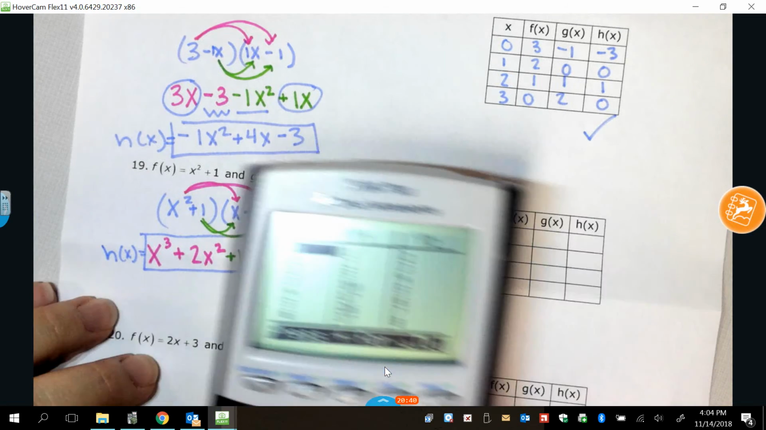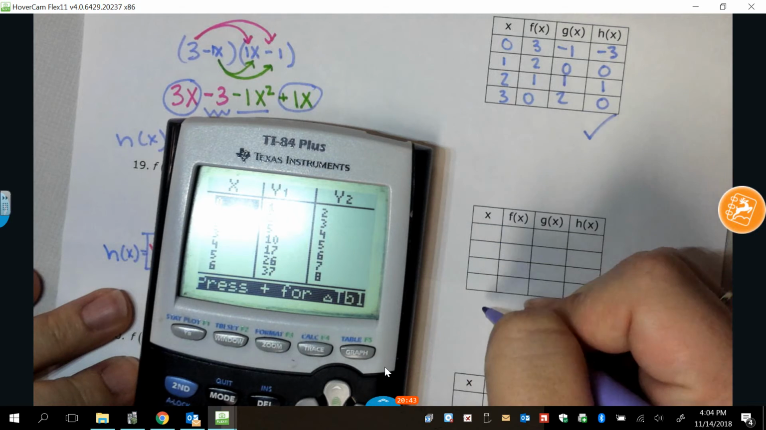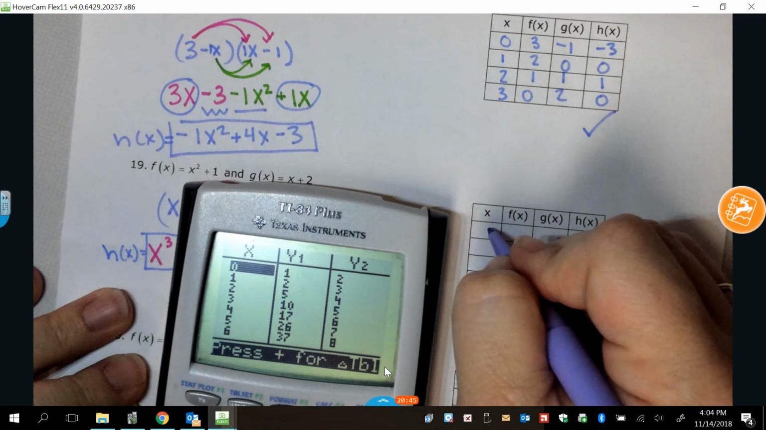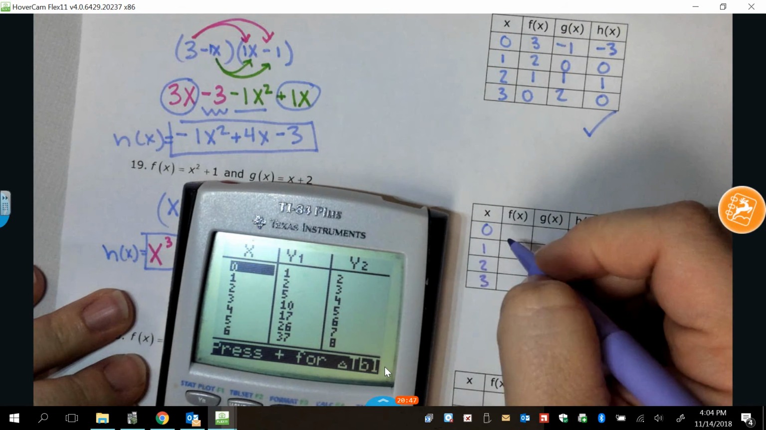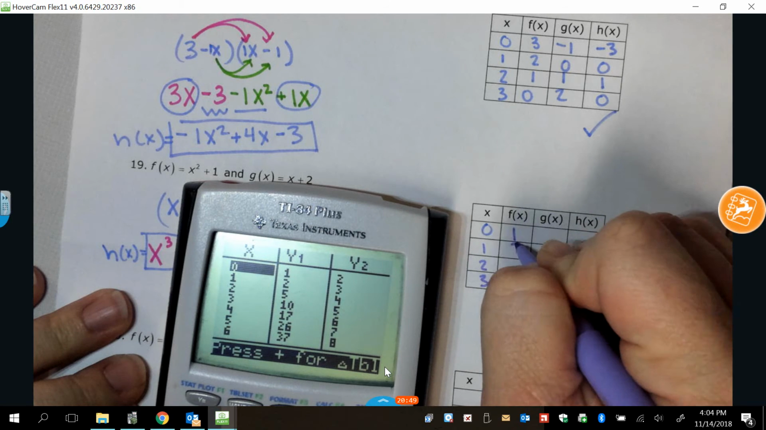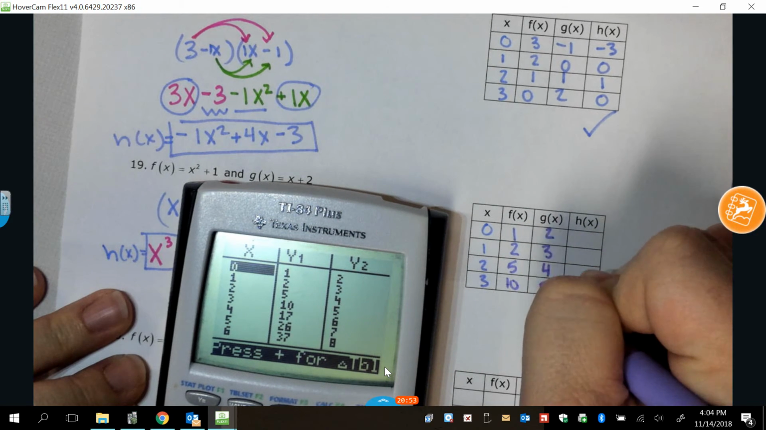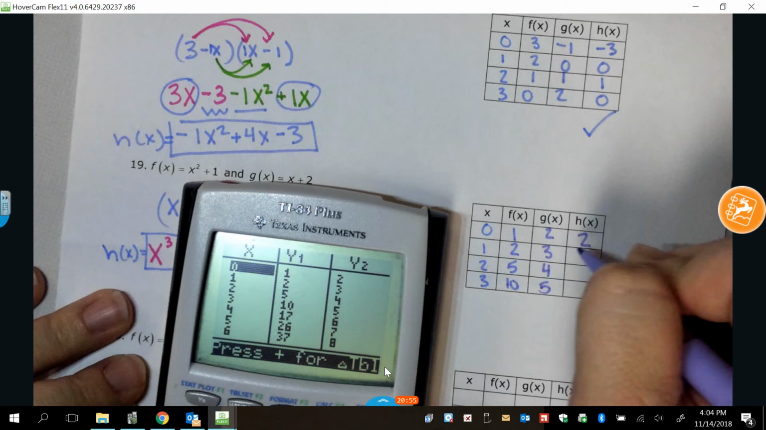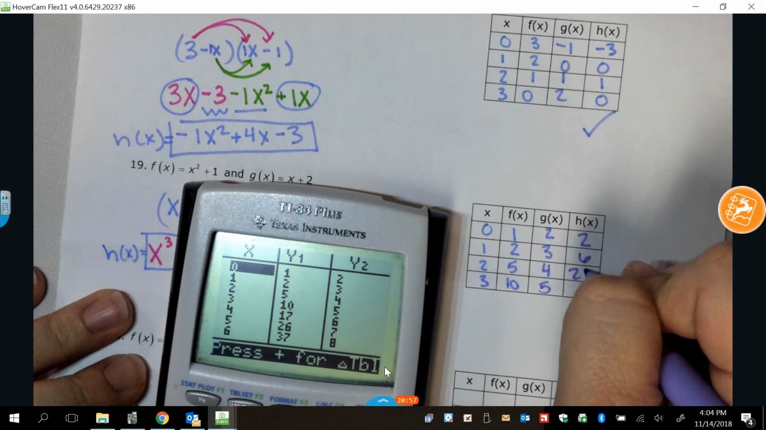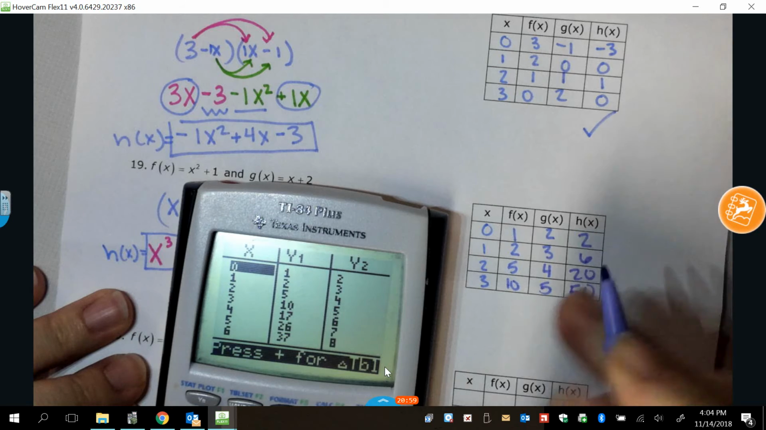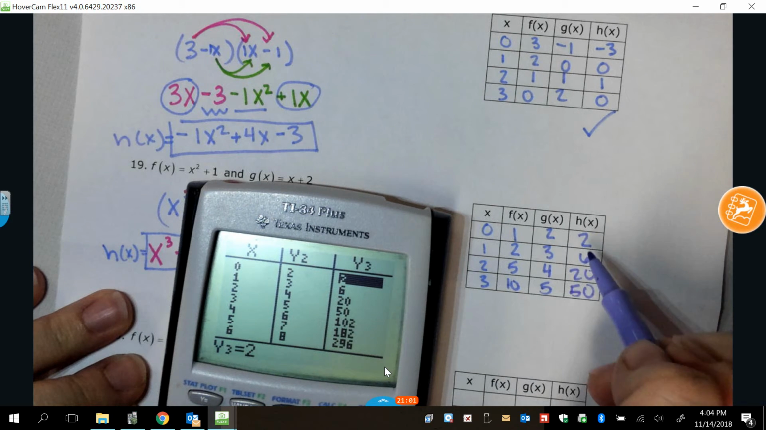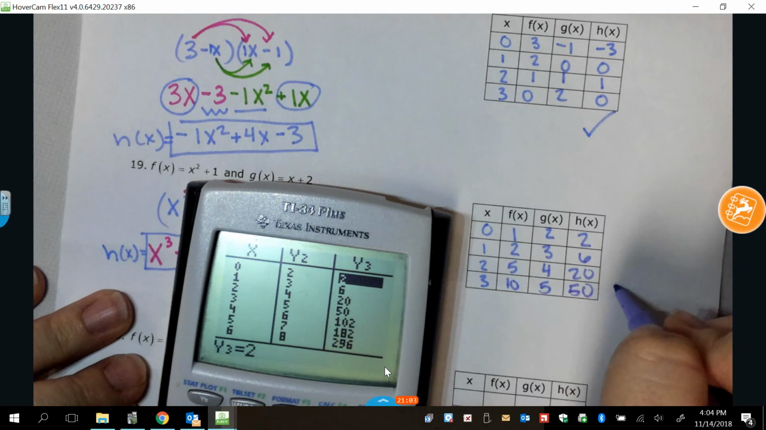Okay, let's do the same thing we just did. It doesn't matter which x's you put here, guys. So 0, 1, 2, 3, 1, 2, 5, 10, 2, 3, 4, 5. 1 times 2 is 2, 2 times 3 is 6, 5 times 4 is 20, 10 times 5 is 50. Let's see if it worked. 2, 6, 20, 50. Matches. We did it right.